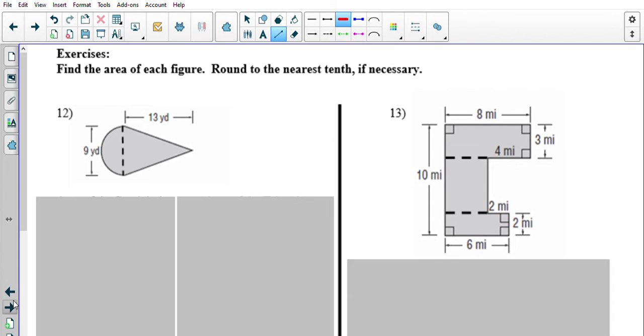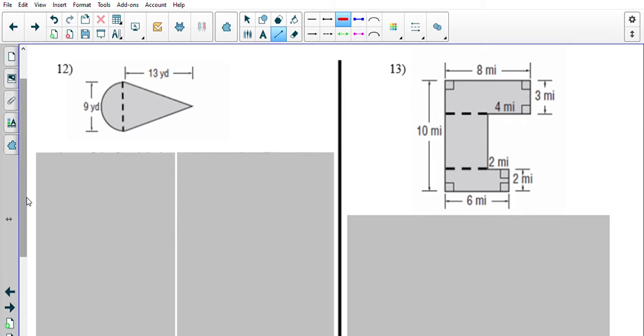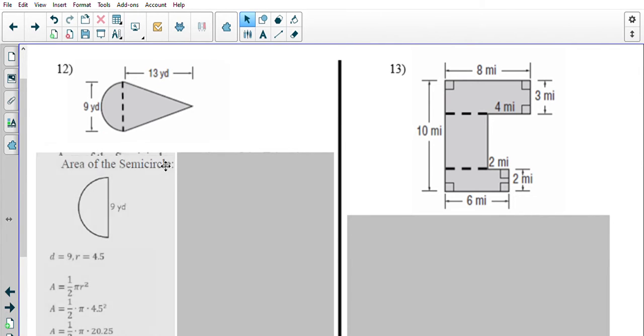So let's go into our examples. We're going to begin with question number 12. This kind of looks like an ice cream cone, the way it's sideways. We can split it into a half circle here on the left-hand side and then a triangle on the right. So the first thing we're going to do is find the area of the semicircle, or half circle. I did actually draw a picture of what this shape looks like down below.